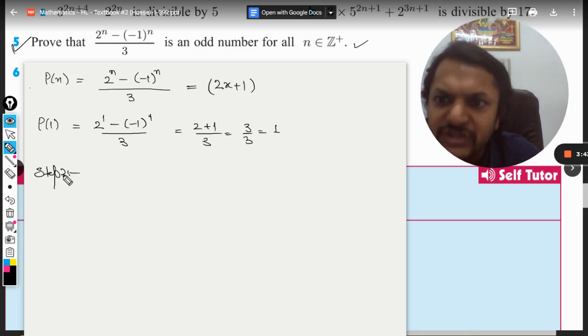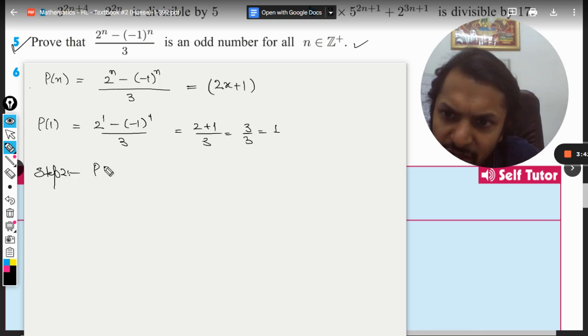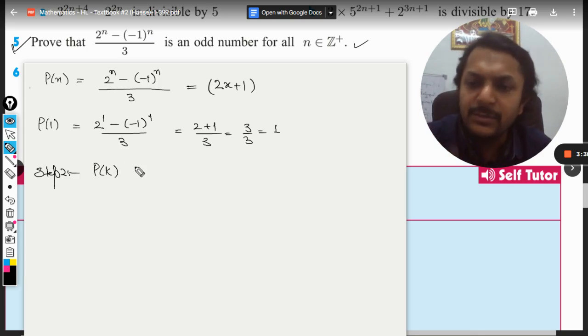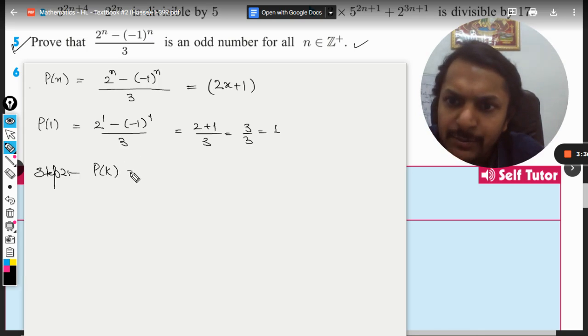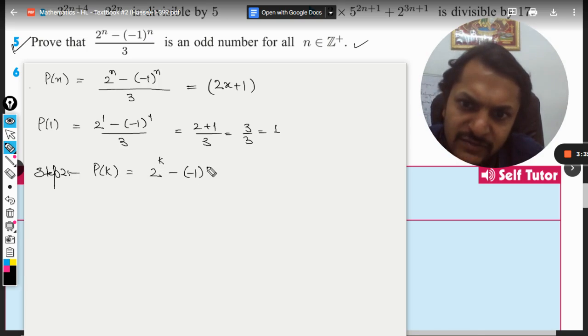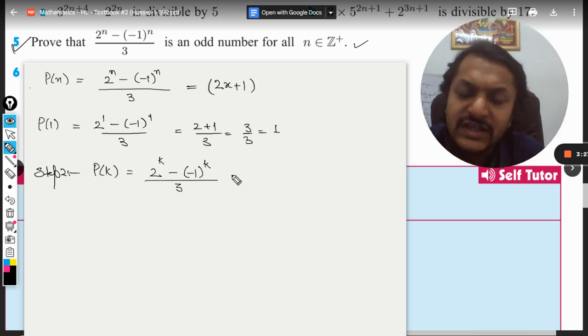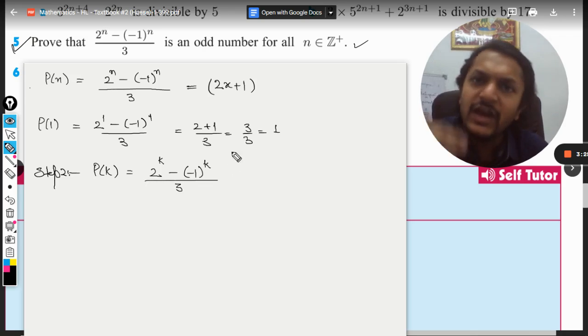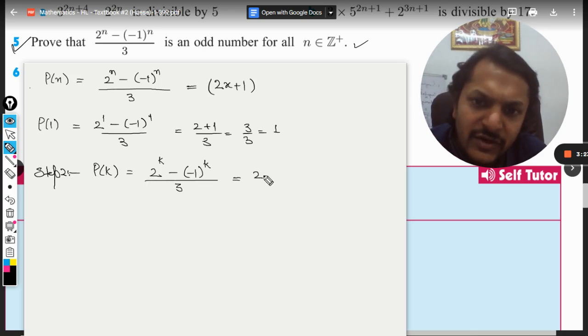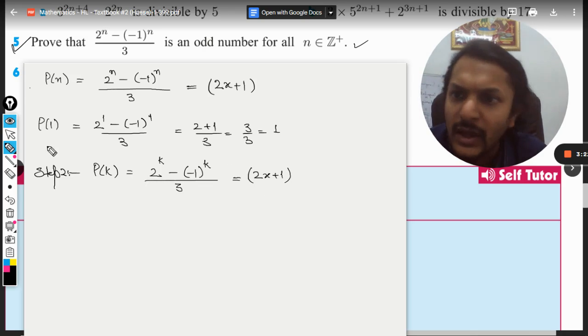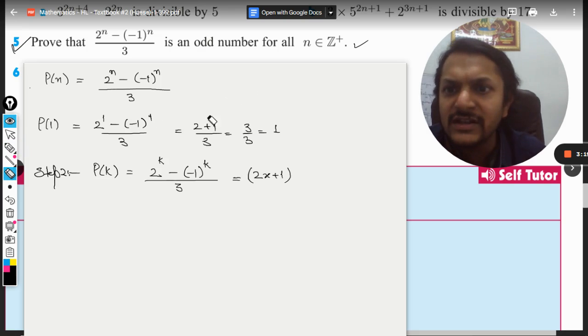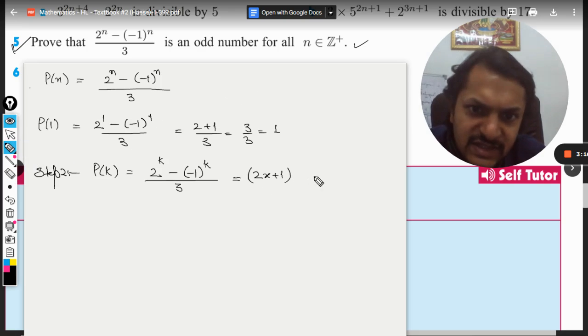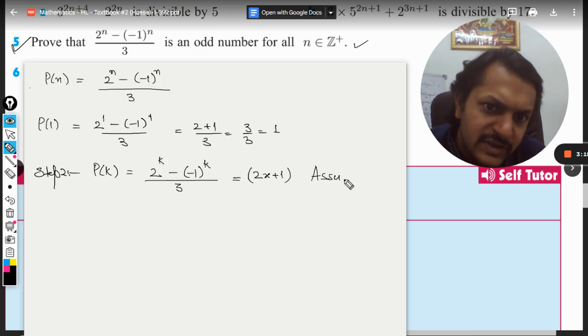So step number two, which is an assumption, and here I am going to substitute k in the place of n. So P(k) is (2^k − (−1)^k) divided by 3. So this has to be proved. We have assumed that this is equal to 2x plus 1. I'm going to erase this thing, otherwise it is going to confuse you. So this is now assumed. This is the assumption that we are now making.